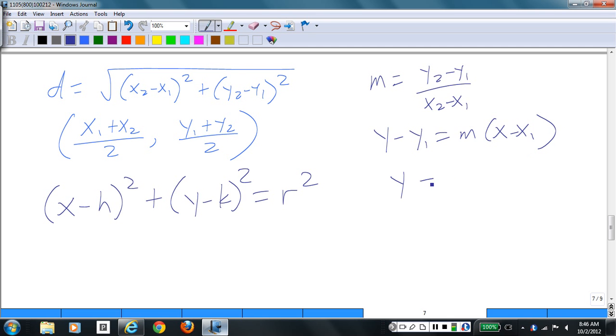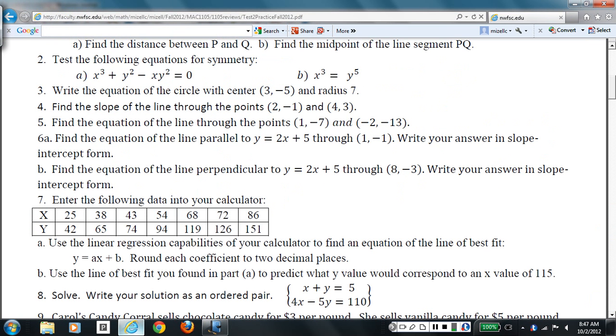y equals mx plus b will be the form that I'll ask you to put your final answer in. So you simplify the right-hand side and solve for y, and that puts it in slope-intercept form. There are various different ways the information can be requested. Let's see what it looks like here.